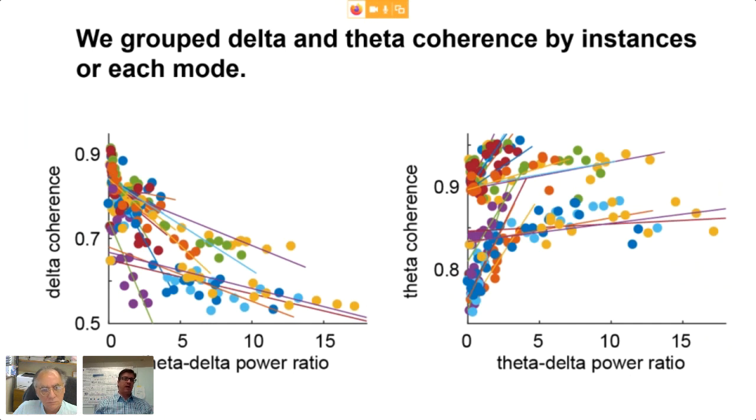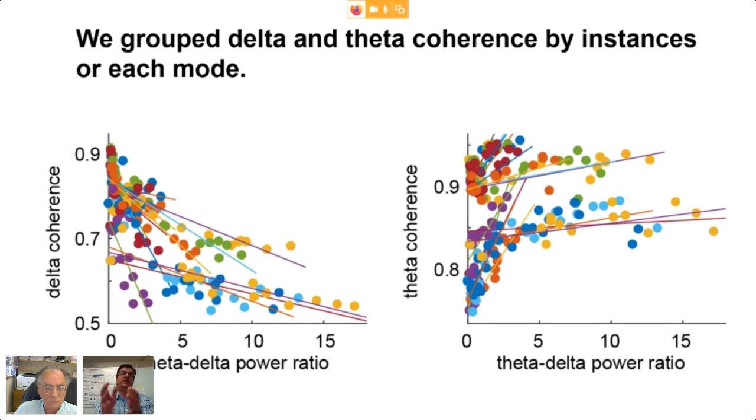But more interestingly, perhaps, when we take the medial prefrontal cortex to hippocampus coherence, we see a monotonic relationship between each of these rhythms and the theta delta power ratio, which is a psychiatric tool that's used in a number of cases. What this says is that delta coherence between medial prefrontal cortex and hippocampus decreases as the theta delta ratio increases, and the theta coherence increases with a larger theta delta power ratio.